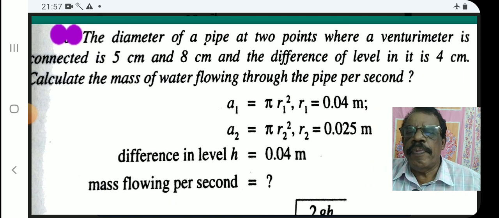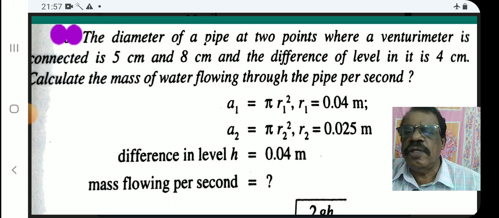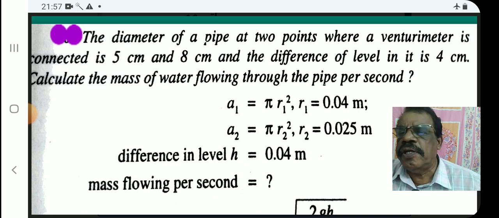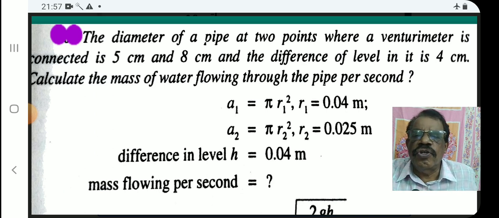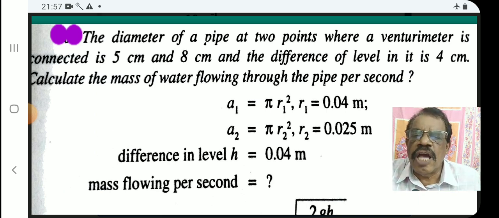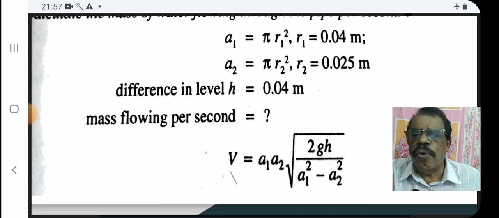The diameter of a pipe at 2 points where a venturimeter is connected is 5 centimeter and 8 centimeter, and the difference of level in it is 4 centimeter. Calculate the mass of water flowing through the pipe per second. Venturimeter problem. A1 is pi r1 square, r1 is 0.04 meter, A2 is pi r2 square, r2 is 0.025 meter. Difference in level h is 4 centimeter, which is 0.04 meter.